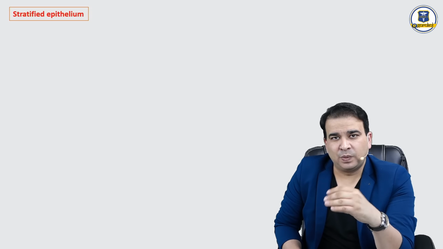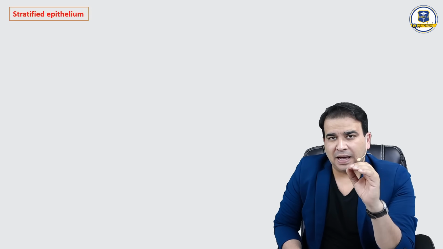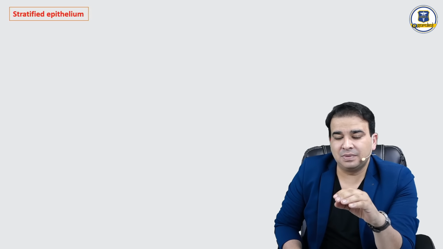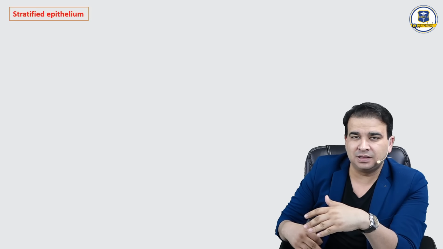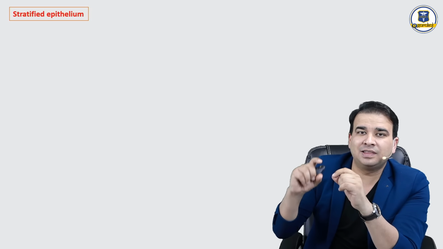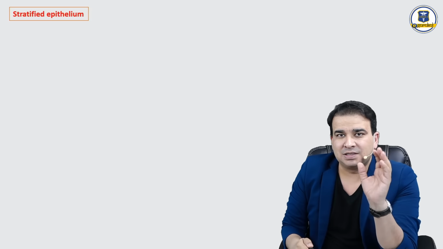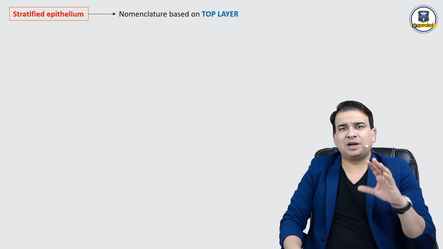Now from the simple epithelium, let's move on to the stratified epithelium. Well, as the name suggests, stratified, there is stratification, the layers are present there. And the nomenclature of the stratified epithelium is based on the topmost layer. No matter what kind of cells are present at the bottom or in between, you need to look at what is the top layer over there. So it's the top layer which decides the name of the epithelium. Like, look at this example here.